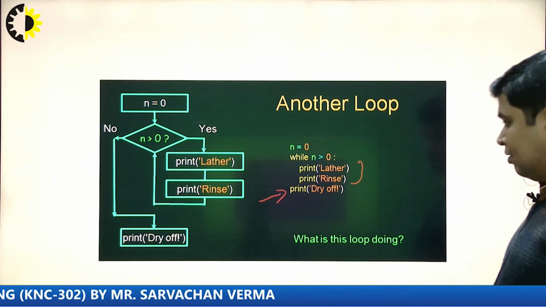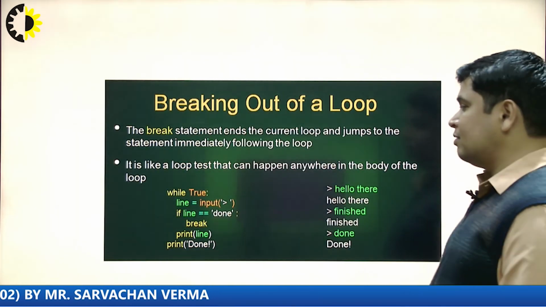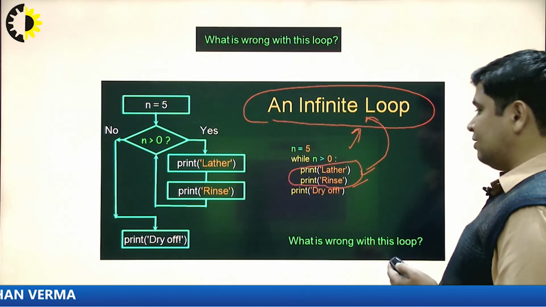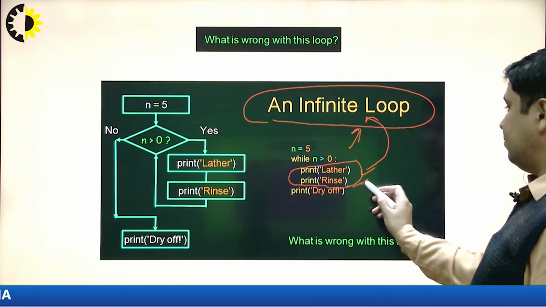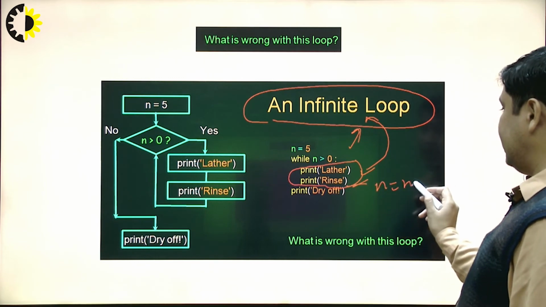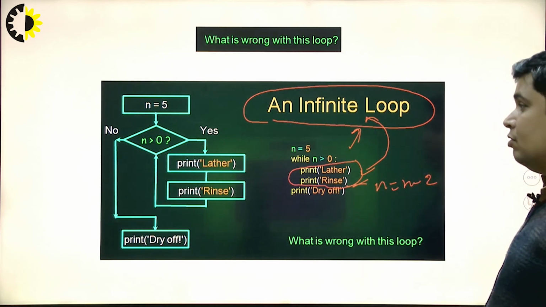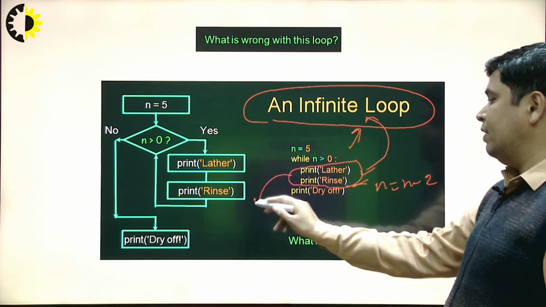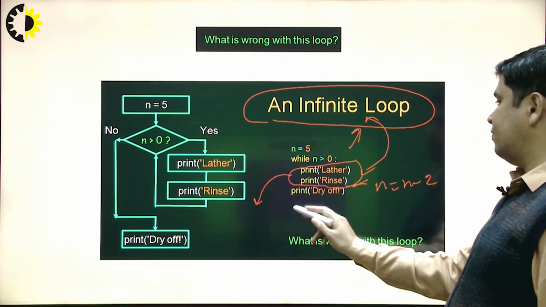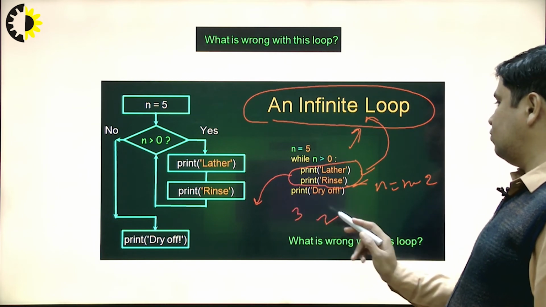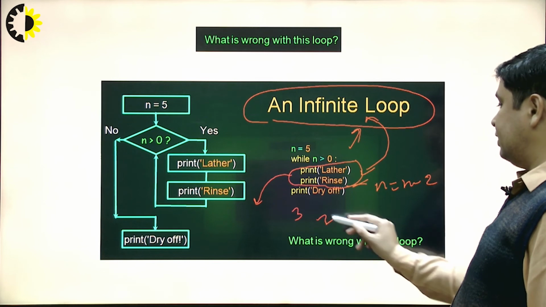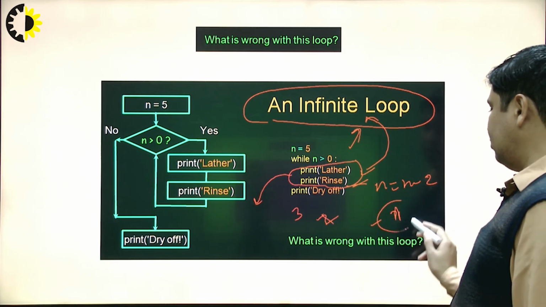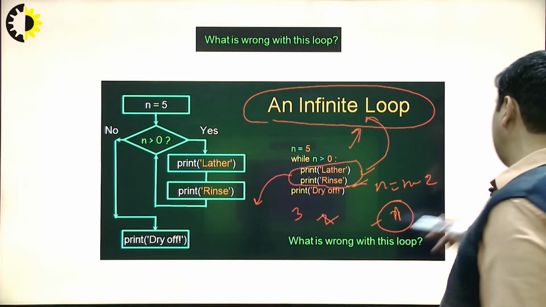But how can we prevent this? We can prevent it by using n equal n minus 1, or n minus 2. In that situation, first n has the value 5, the loop body is evaluated, then n is 3, then n is 2, then n is 1, then n is minus 1. In that situation, the loop will be terminated.